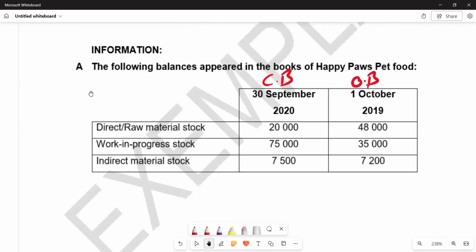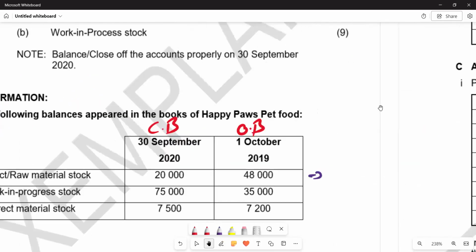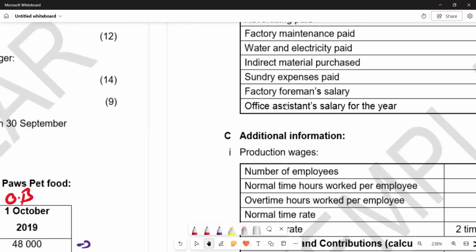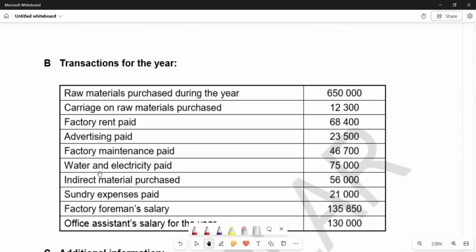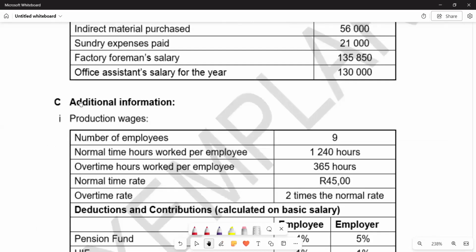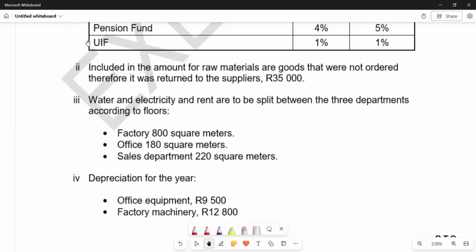Remember, here we have opening and closing balances of raw materials, which is in this row. So we are going to have the opening balance, which is 48,000, and then we add purchases, according to the formula. So we look for the figure for purchases. Obviously, we are going to find it in this list of balances, whereby raw materials purchased during the year is 650,000. So we are going to add 650,000. And then we also have carriage on raw materials purchased. Remember, we said carriage, we are supposed to add it. In terms of returns, we are not even seeing returns there. So we can go to additional information to find out if we've got anything about returns or anything that is going to adjust that formula.